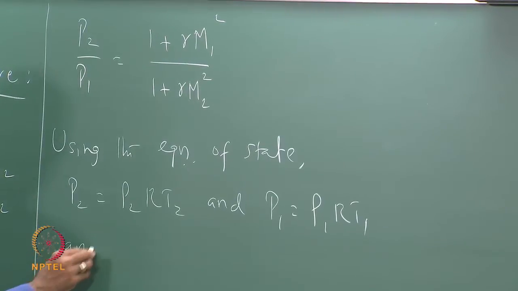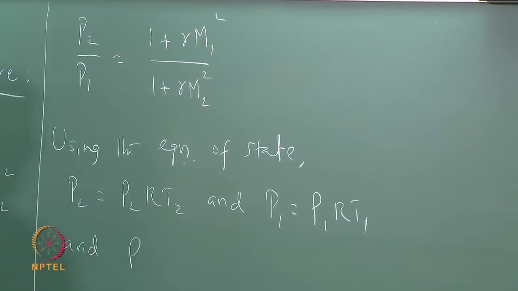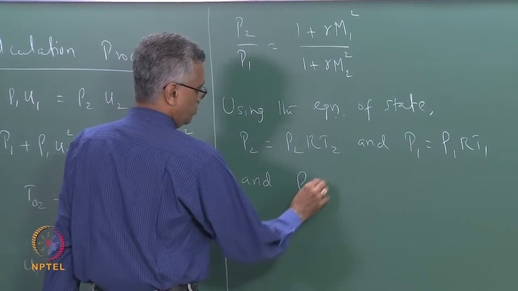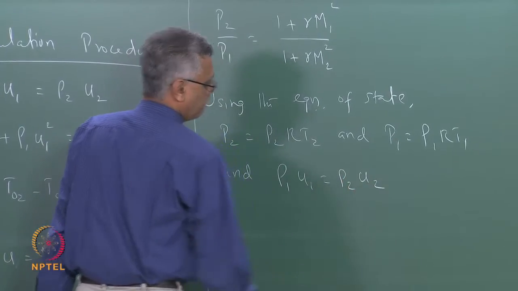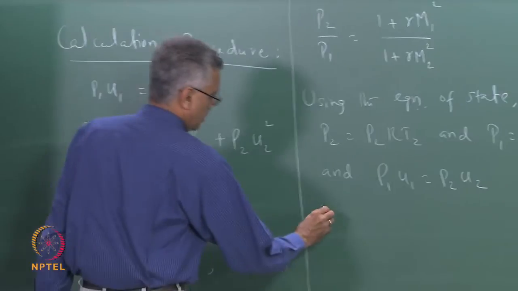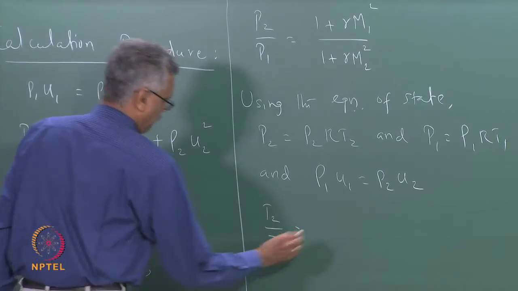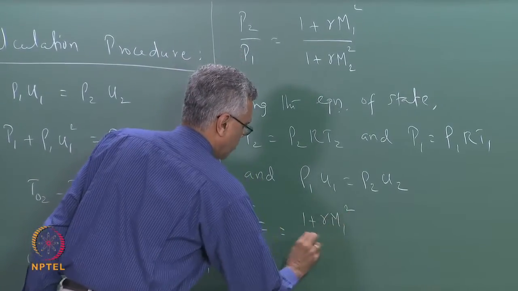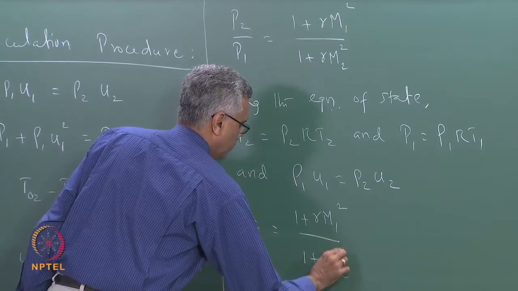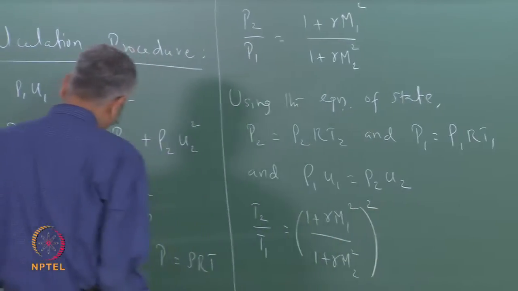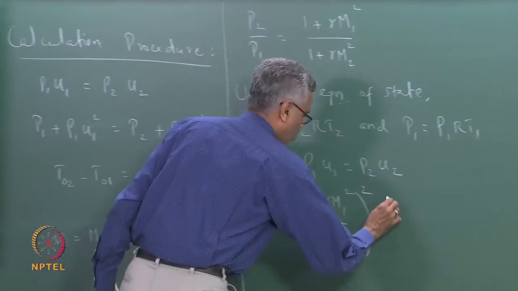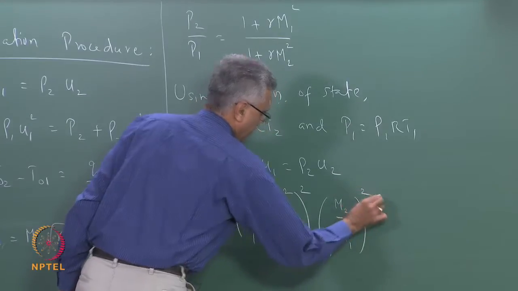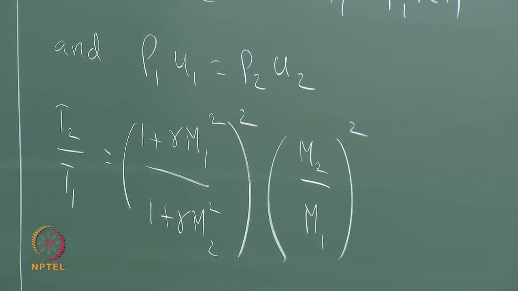And in addition, we can actually use the fact that rho 1 U1 equal to rho 2 U2. And we can combine these three equations and write T2 over T1 as 1 plus gamma M1 square divided by 1 plus gamma M2 square, the whole squared, times M2 over M1 whole square. So we can write T2 over T1 also in terms of M1 and M2.